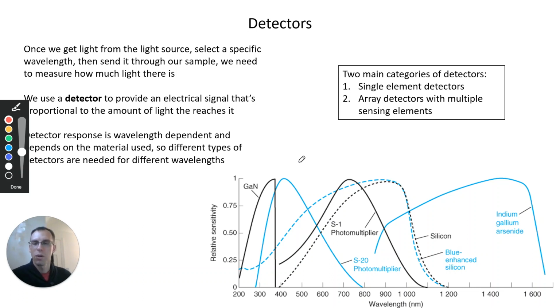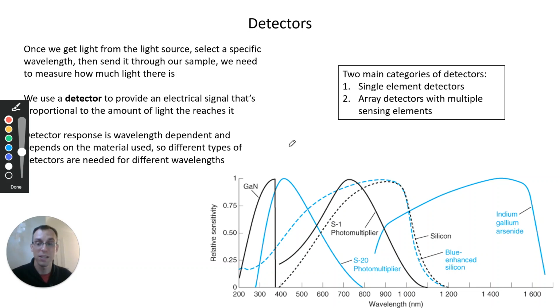So when we're talking about detectors, we're going to divide detectors into two main categories. The first up here, detectors that just have a single element. So there's just one detecting element, you shine the light on it, and it gives you a signal. Another type of detector that's much more common in the ultraviolet and visible range is what's known as an array detector. This has multiple sensing elements built into it, arranged in some sort of array, usually either a line or a rectangle.